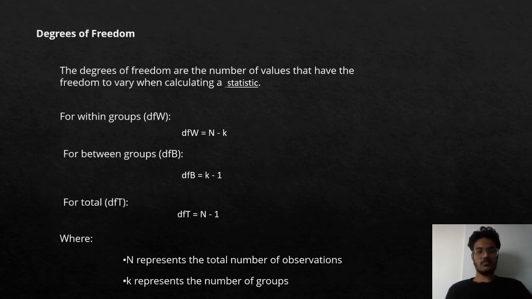Last one is degrees of freedom. It is represented in three ways. First one is for within group, second one is between group, then last one is total. The degrees of freedom are the number of values that have the freedom to vary when calculating a statistic. For within groups, DFW is equal to n minus k. For between groups, DFB is equal to k minus 1. For total, we have the formula n minus 1, where n represents the total number of observations and k represents the number of groups.